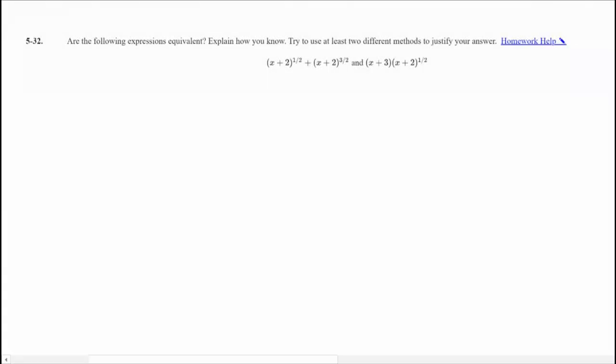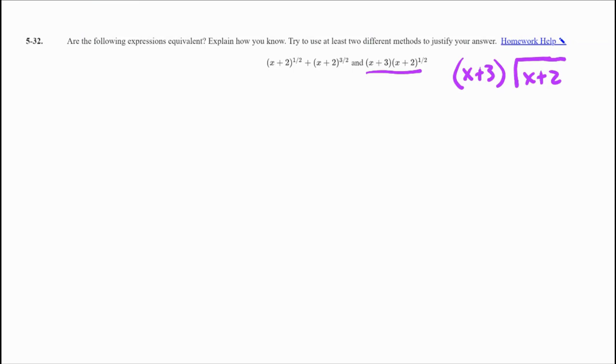All right, here we are asked to see if these two expressions are equivalent. A couple things that I'm going to do here. It asked me to do two different methods, and I'll do two different methods, but it gets a little bit chaotic. The first thing I want to make sure everyone understands is that when I have something to the power of 1/2, that's the same thing as the square root. So this right side here is really the same thing as x plus 3 times the square root of x plus 2. And I'm going to try and make the left side equal to that.